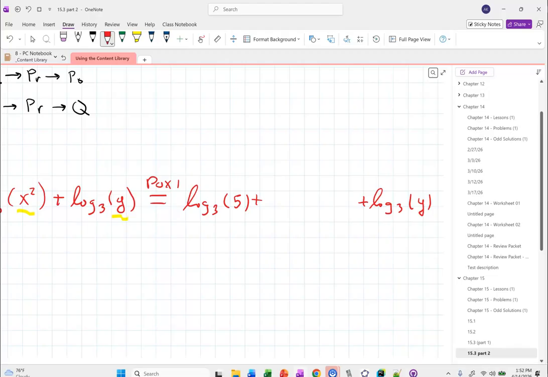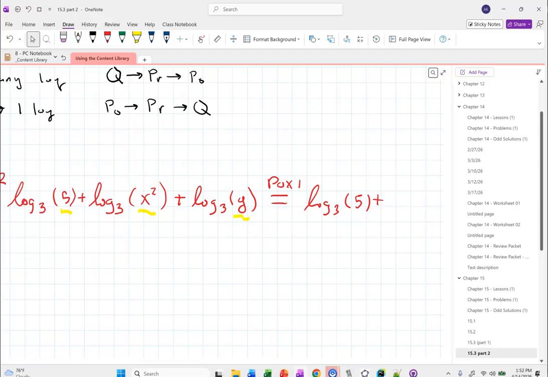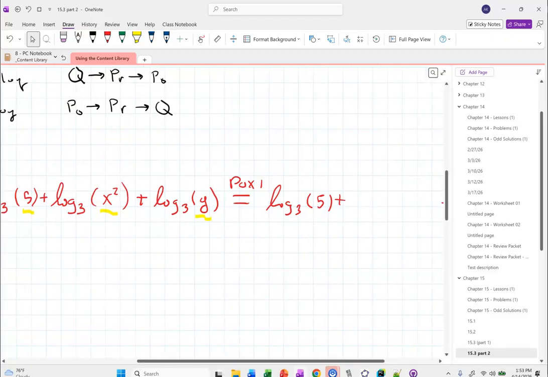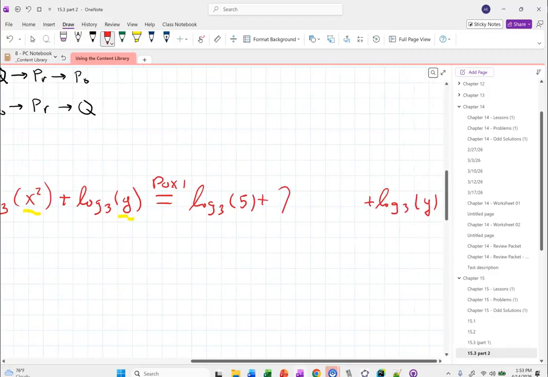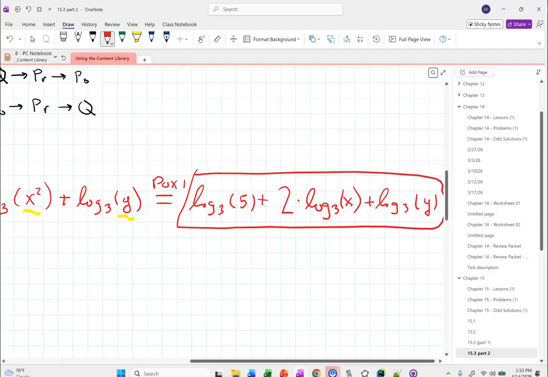But for the second logarithm, the log base 3 of x squared, that one we do have a power property to do. What does the power property say that we need to do? We move the exponent to the coefficient. And we go through one more time and check, but everything is done. And that would be our final answer.